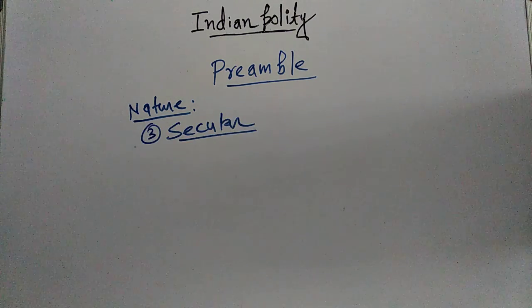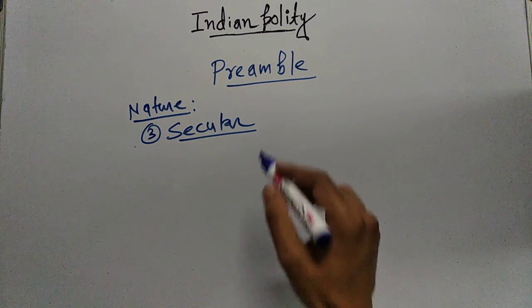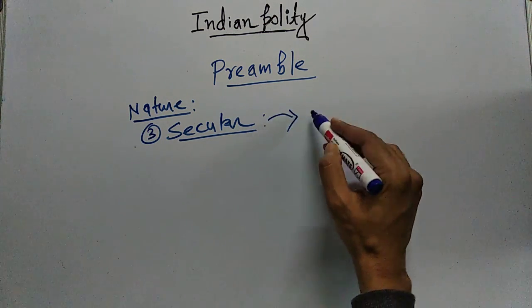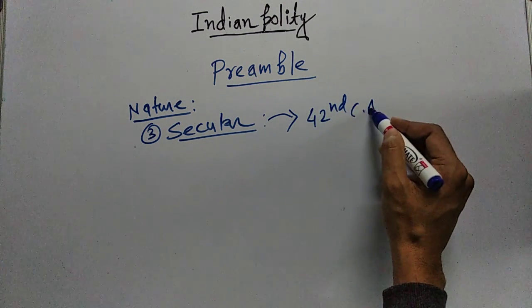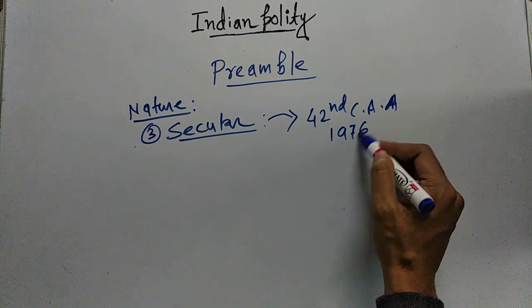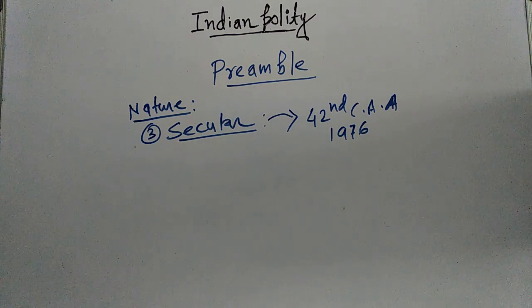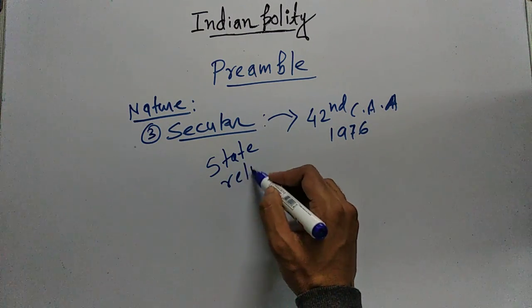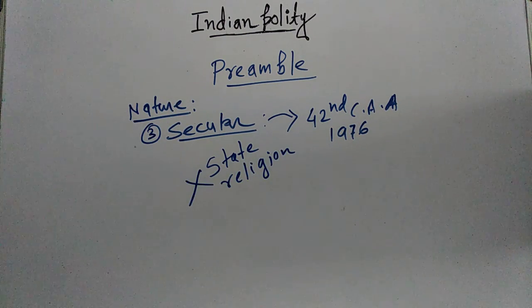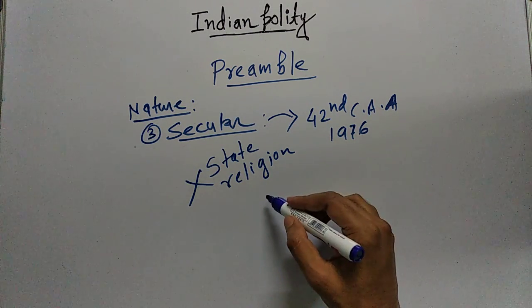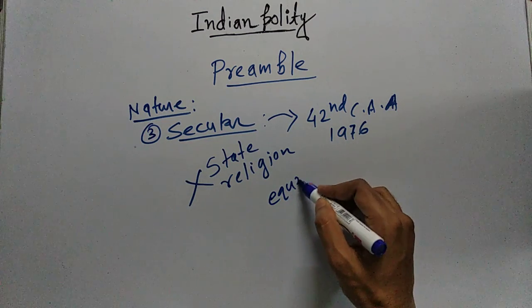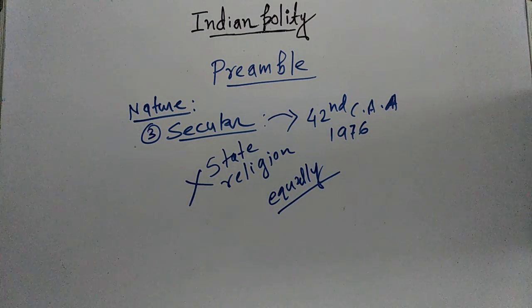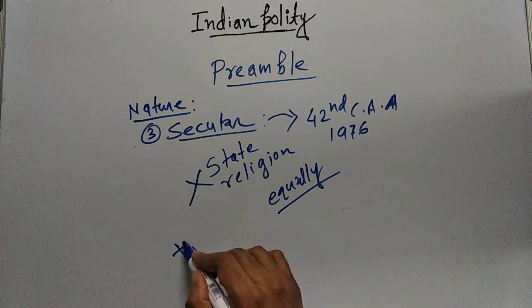Let's now read secular. This word was also not present in the original constitution. It was added in the preamble through the 42nd Constitutional Amendment Act, 1976. Now, what is the meaning when I say the Indian state is a secular state? The meaning is that the Indian state does not uphold any religion as the state religion. That means India has no state religion. And in India, we protect all the religions equally. That means what we follow in India is the positive concept of secularism.